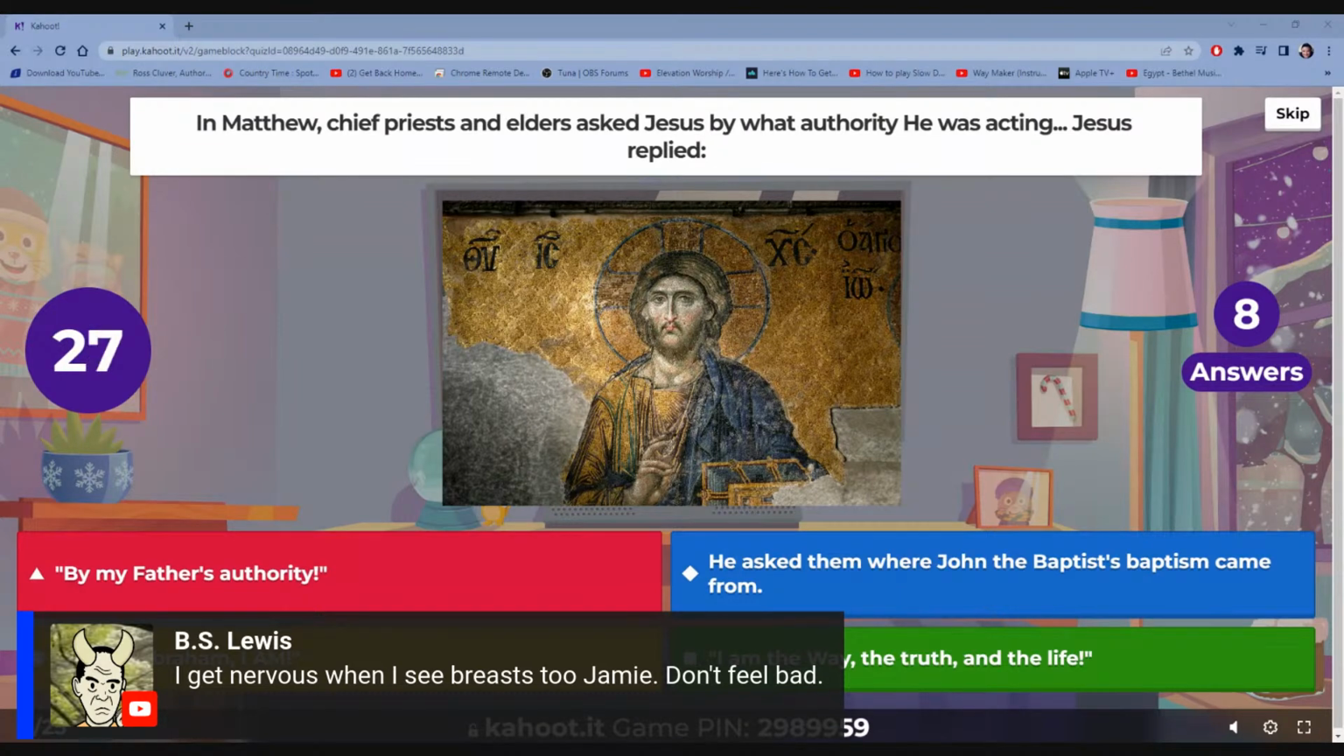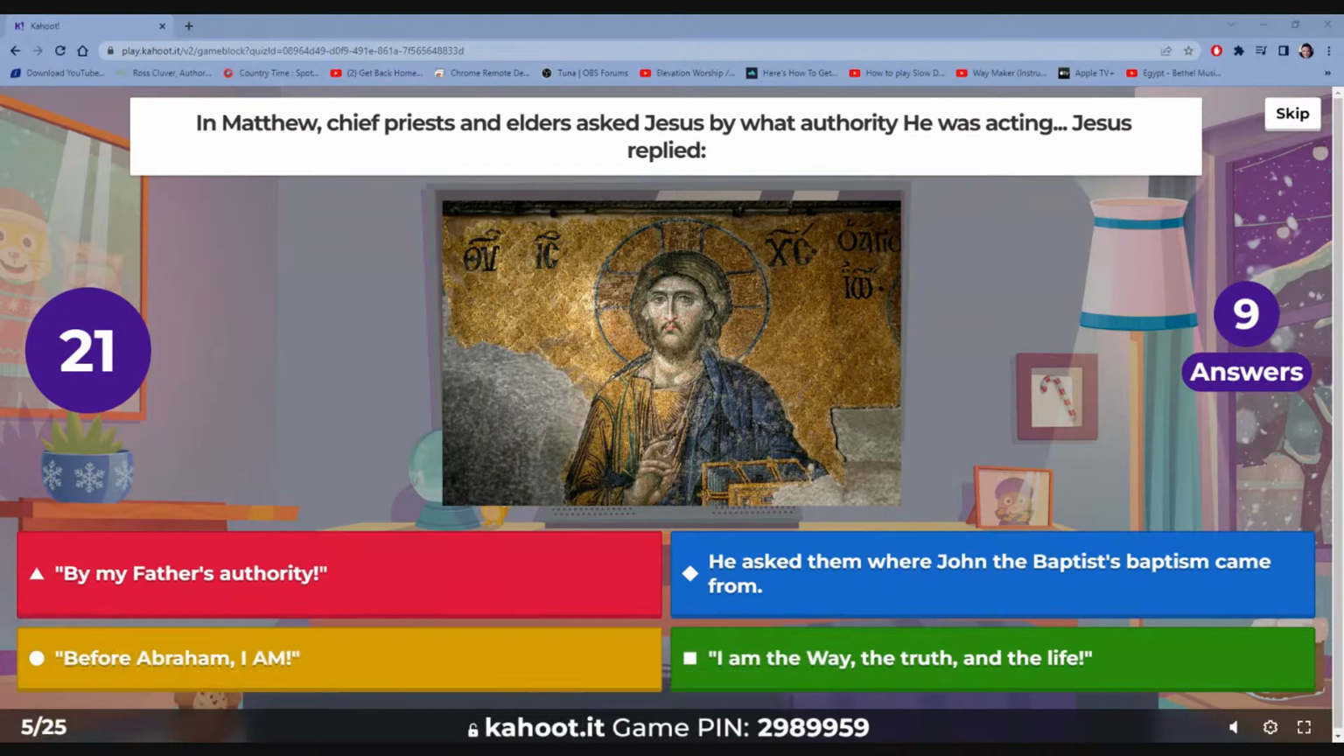B.S. Lewis says he gets nervous when he sees breasts too. It's not when. Well, the word. There's a difference between. We're not going to get there. This is a family show, and all right, I'm gonna put the soaking music on. If it's too loud, let me know, but it's a little less.